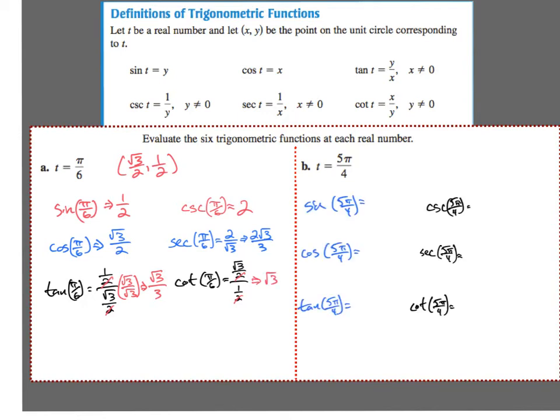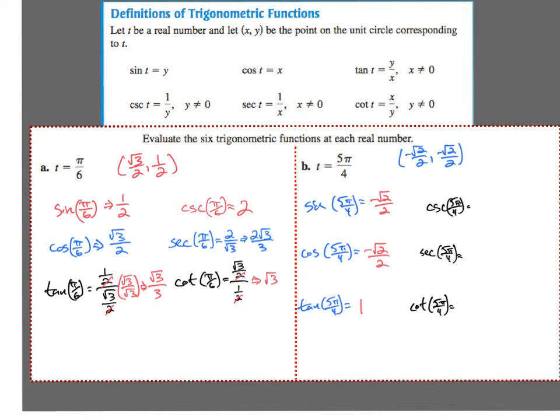5 pi over 4. What quadrant was it in? It's in the third quadrant. And this is negative square root 2 over 2, comma, negative square root 2 over 2, right? So sine deals with the what part? The y. So it's negative square root 2 over 2. And then cosine deals with the x. So it's negative square root 2 over 2. And so tangent would be what? Y over x, which is just 1. Okay, because they're the same thing over each other.